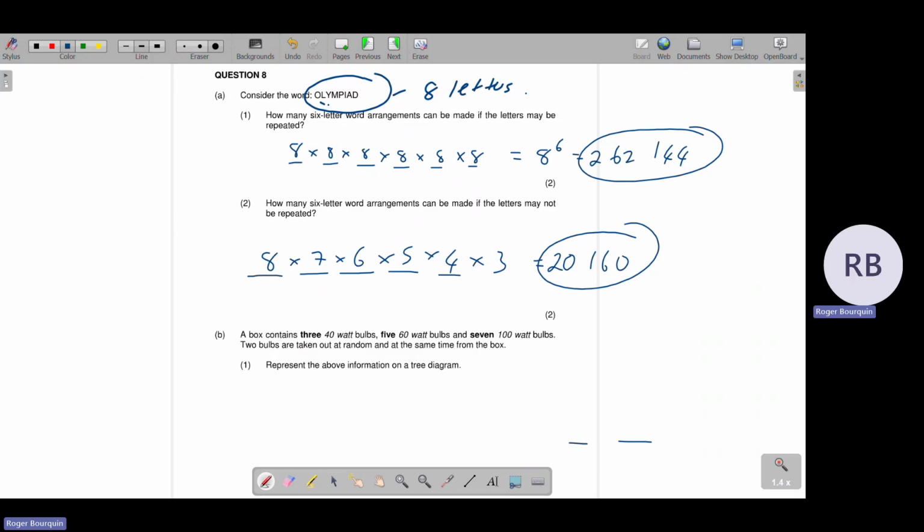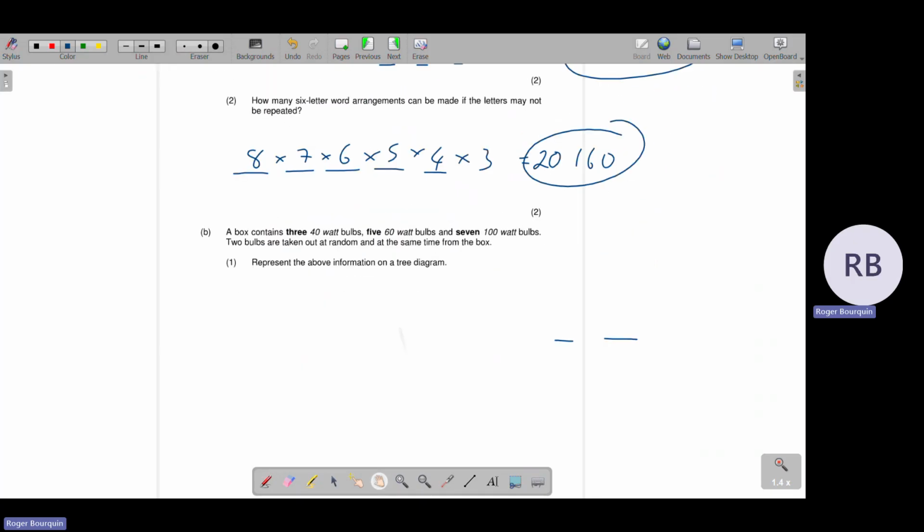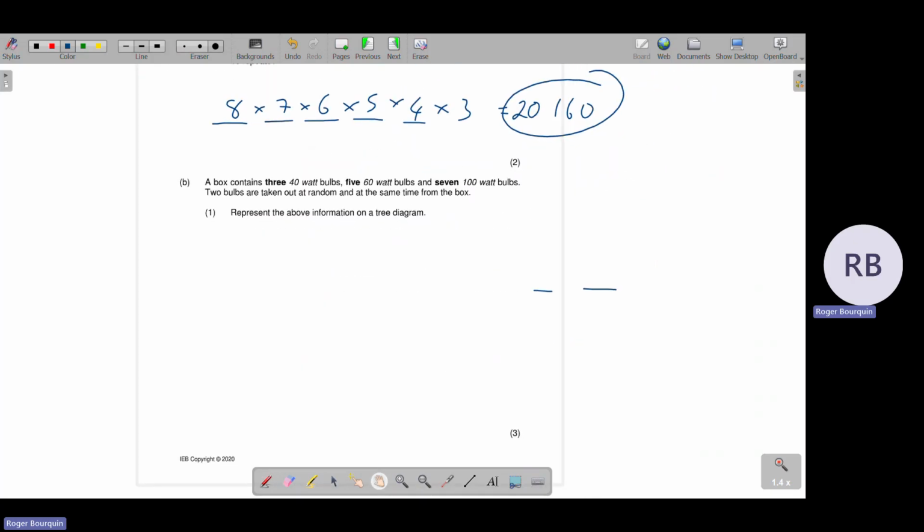At the same time from the box. Same time doesn't actually matter. It just means they're taken out of the place, that's all it means. It doesn't have to say at the same time. You take out one, you take out another. You don't put one back. That's what they're saying.